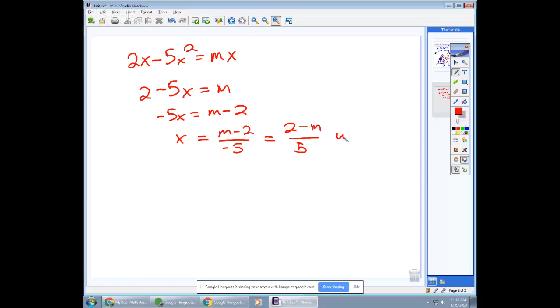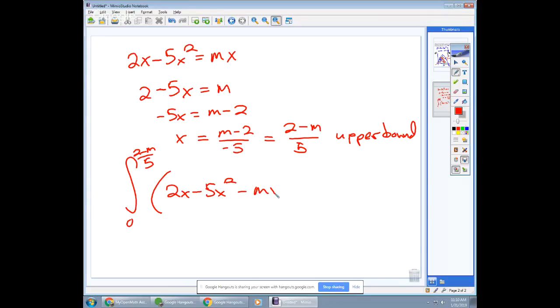That's my upper bound for my integral. Oh, and then you put that into the interval? Yeah, so then I have to integrate from 0 to that number, 2 minus m over 5. And what am I integrating? Pretty much the thing on top: 2x minus 5x squared minus mx.